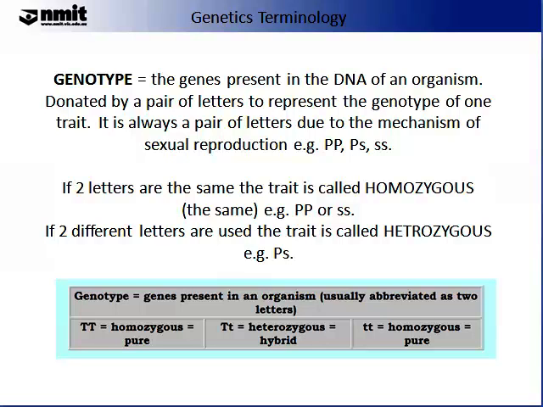Other terms which describe homozygous and heterozygous have been used. For example, a pure genotype is actually a genotype that is homozygous. A hybrid, however, is a genotype that is heterozygous.